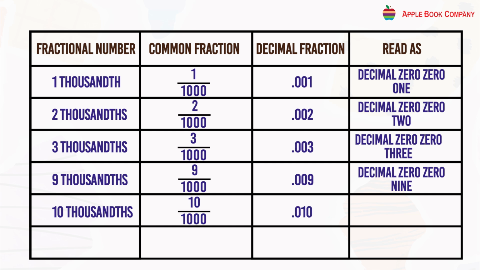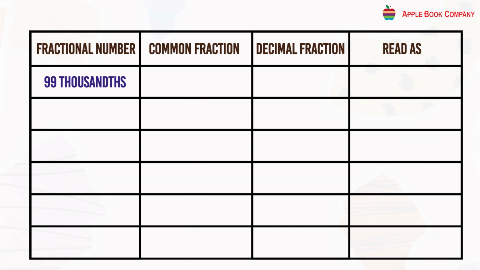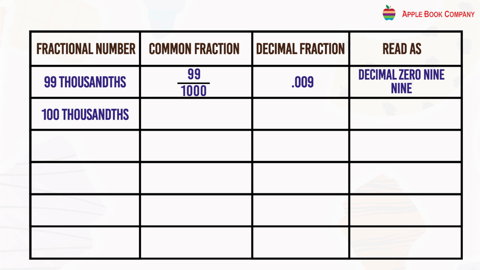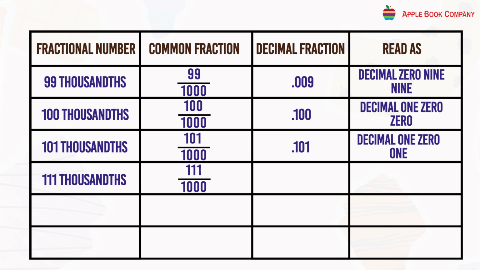10,000ths, 10 by 1000, 0.010, decimal 010. 11,000ths, 11 by 1000, 0.011, decimal 011. 99,000ths, 99 by 1000, 0.099, decimal 099. 100,000ths, 100 by 1000, 0.100, decimal 100. 101,000ths, 101 by 1000, 0.101, decimal 101. 111,000ths, 111 by 1000, 0.111, decimal 111.